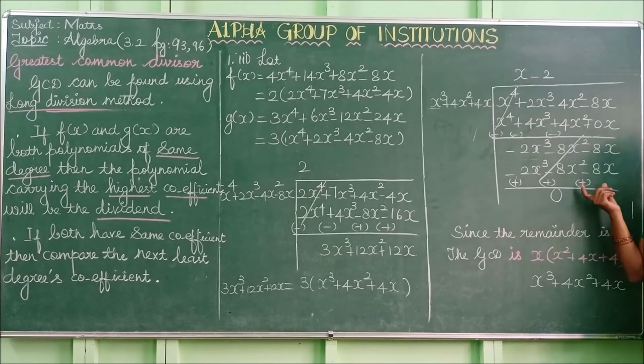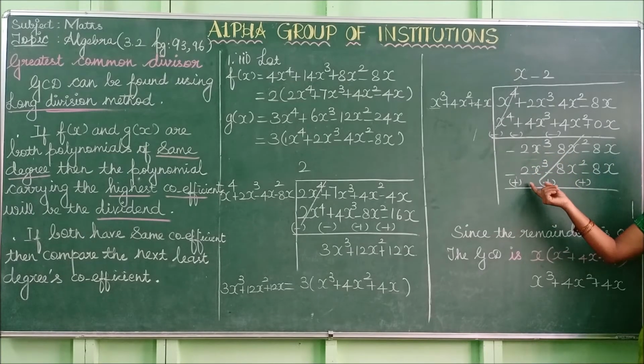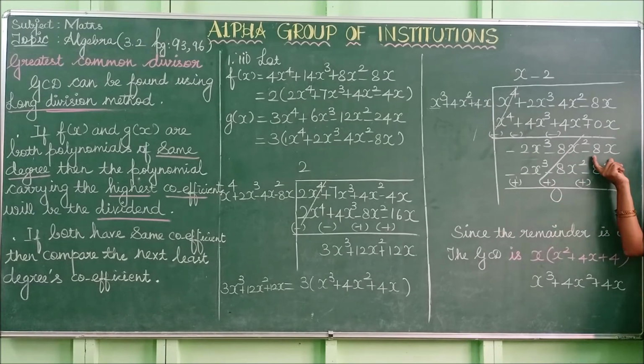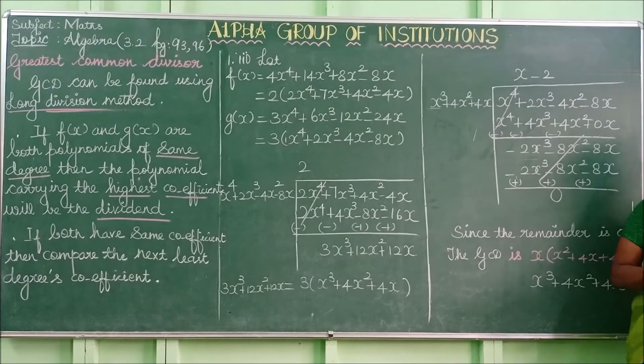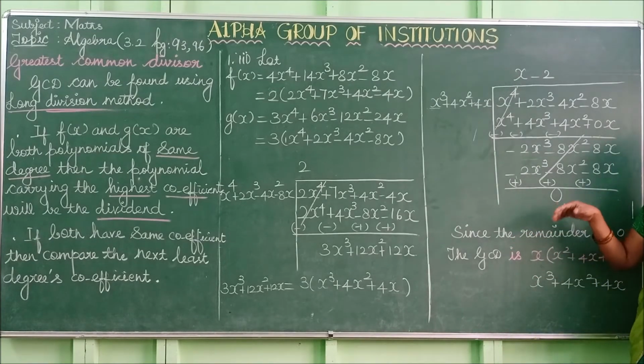Then change the sign throughout the polynomial, all the terms get cancelled because look at this, minus 2x cube here plus 2x cube, minus 8x square here plus 8x square, minus 8x here plus 8x. So all get cancelled, you are getting the remainder 0. If you get the remainder 0, you can stop this process.